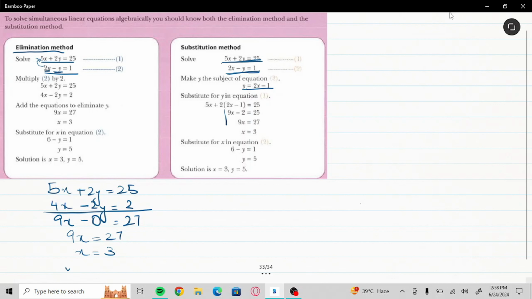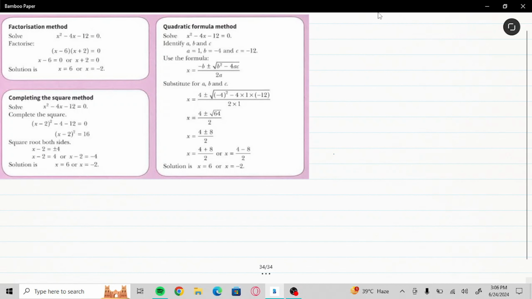We can find the value of y by just using our equation 2, for example. 2x minus y, we have the value of x as 3, so 2x minus y is equal to 1, and just solve this. 6 minus y is equal to 1, and minus y is equal to 1 minus 6, so y is equal to positive 5. Okay, so we have discussed till now how to solve simultaneous equations through the elimination and substitution methods.